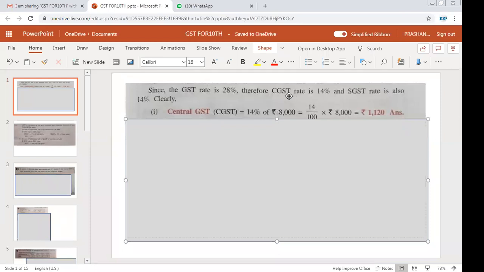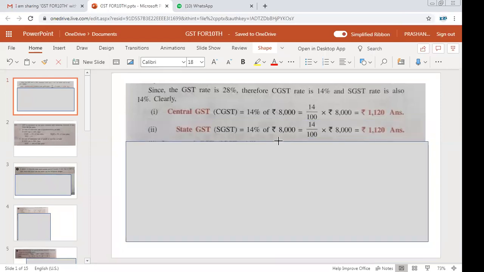So what is this CGST? It is Central GST. Suppose, for example, the selling price is 8,000. Then CGST would be 14% of 8,000, which will become 1120, and SGST would be 14% of 8,000. Of course, that would again be 14 upon 100 of 8,000, which is 1120.